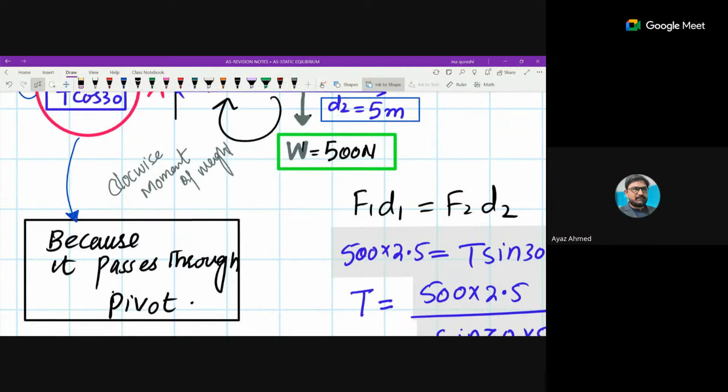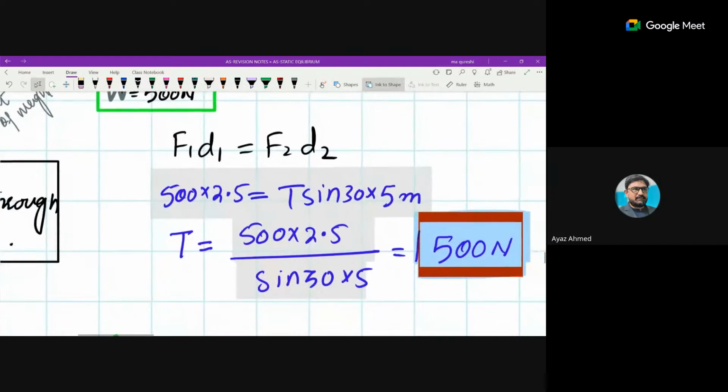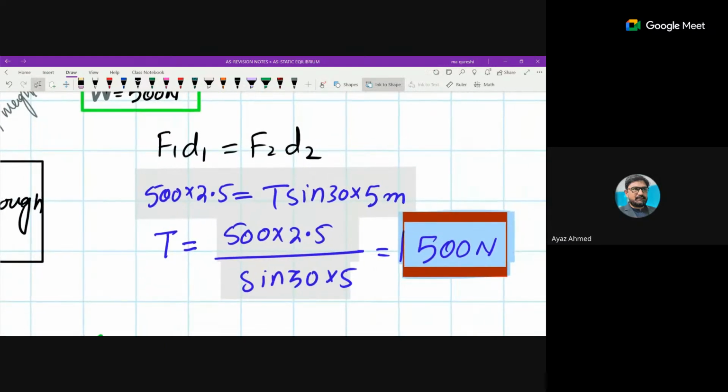It is passing through a pivot, so it will have no moment at all. So when you are going to apply the moment of force, principle of moment, F1 D1 equals F2 D2. What is F1? F1 is your weight force, so 500 times 2.5, and on the other side, F2 is your T vertical, right?